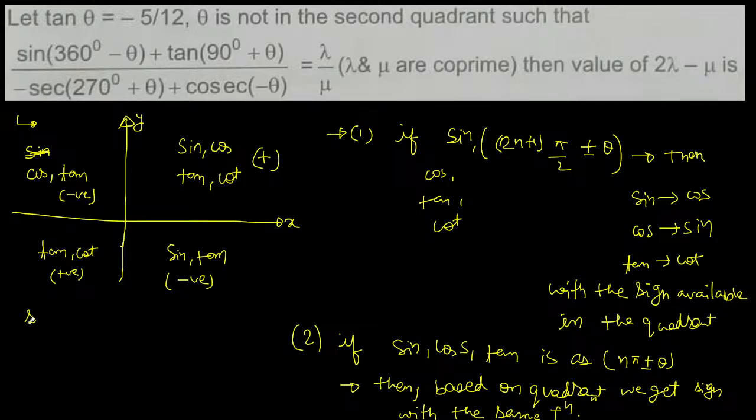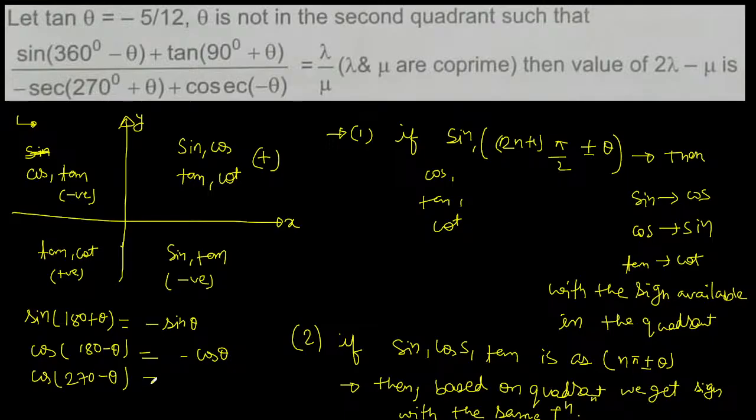sine is like sine 180 plus theta. So it is a multiple of pi, a multiple of 180, so it will come out to be sine theta only, but the sign will depend on the quadrant. It is in third quadrant, so negative. Cos 180 minus theta, so we have cos only, but the sign will depend on second quadrant. Cos is negative, so negative. If it is cos 270 minus theta, it is a multiple of 90, so it gets converted into sine, and the sign will depend upon 270 minus theta in third quadrant, so minus.